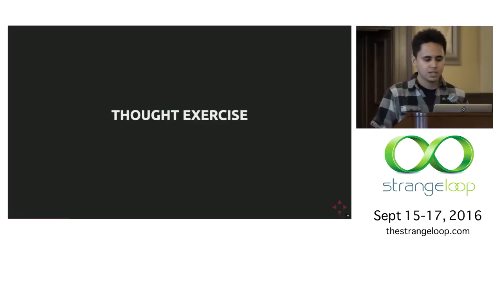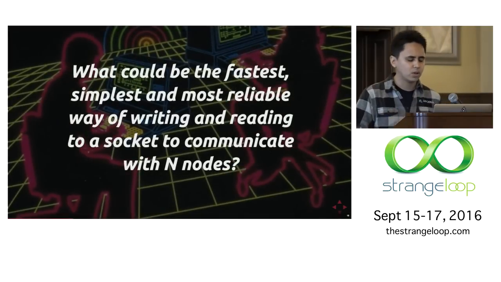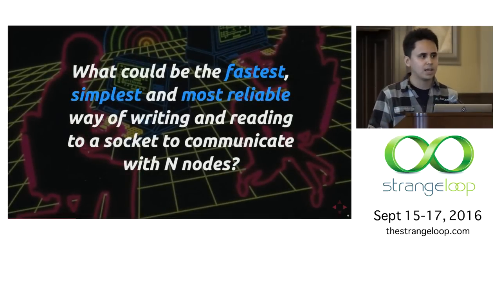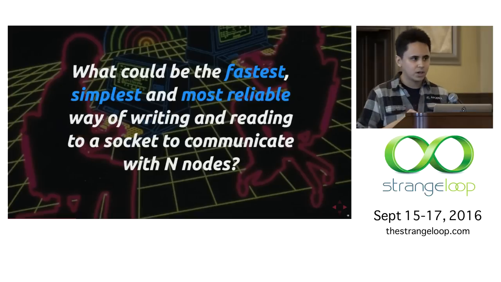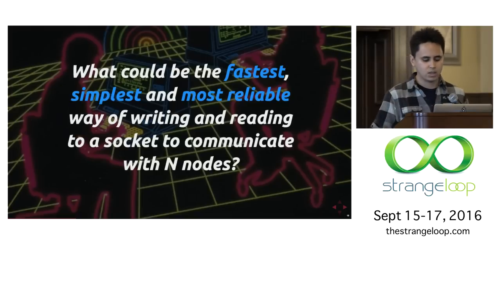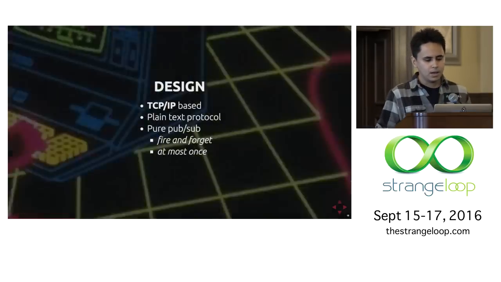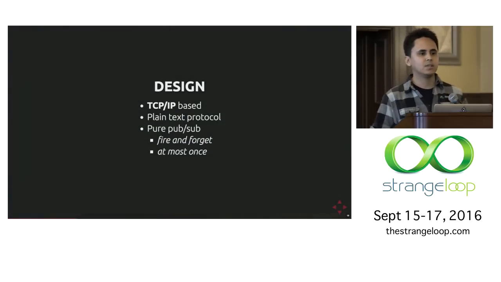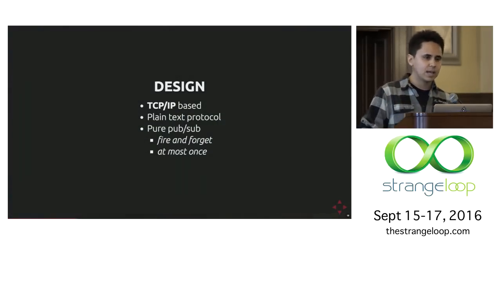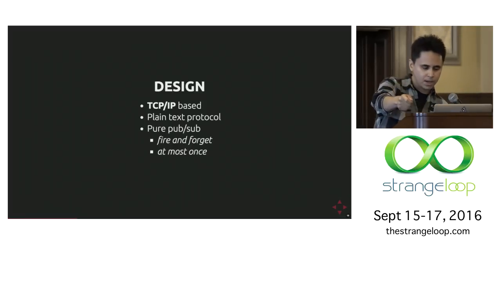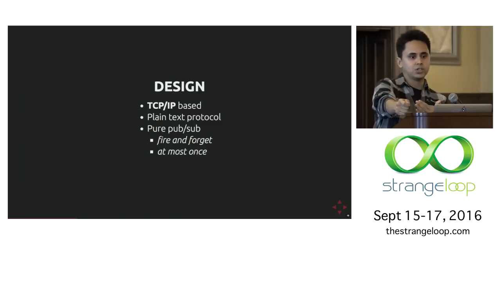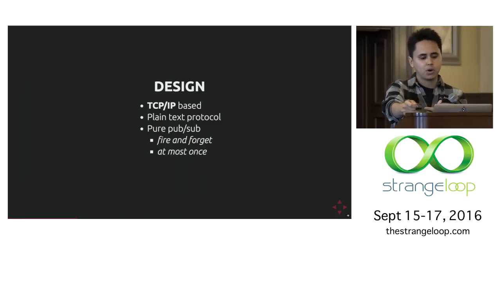As a thought exercise to put in mind what problem NATS is trying to solve, think of yourself what could be the fastest, simplest, and most reliable way of writing and reading to a socket to communicate one-to-one, one-to-N number of nodes. For NATS, this means choosing TCP/IP and having an always established TCP connection with the server. And over this always established connection to the server, you use a very simple plain text protocol and do nothing but pure publish subscribe. And it is a fire and forget system.